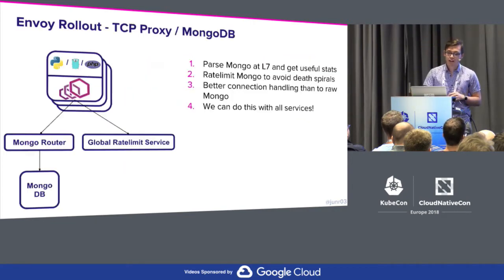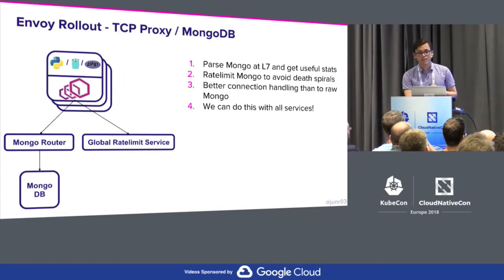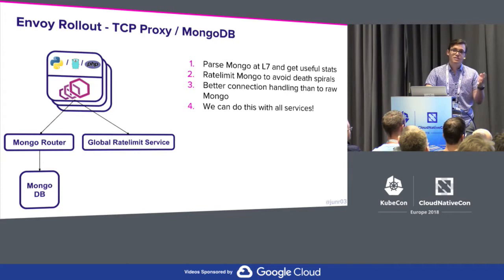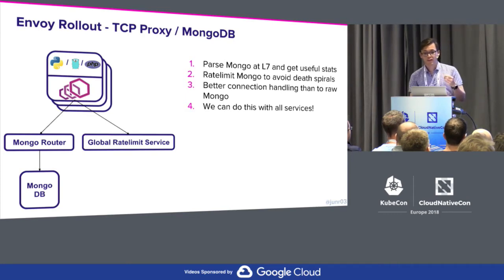After we deployed at the edge, we went and put it in every single service to do Mongo routing. So first, it was able to parse Mongo at the L7 layer and get useful stats. Again, best-in-class observability. But more importantly, it had better connection handling to raw Mongo. So it proved value very quickly.